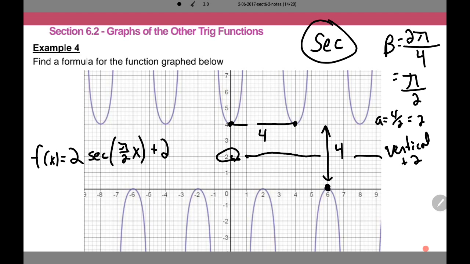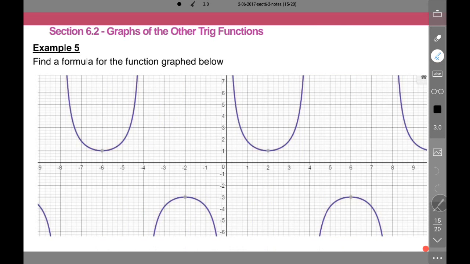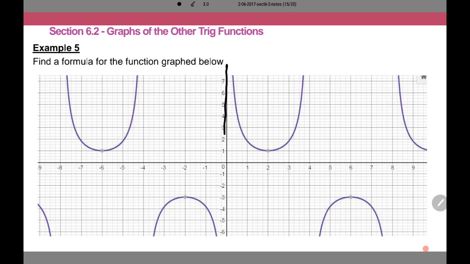Alright, so it's very similar to what we did before. It just has secant. The graph doesn't quite look the same because it's not cosine. So again, this one's very similar to the last one. We're trying to find a formula for this function, and we've got to look at a couple things. Number one, I want you to notice that an asymptote is right here on the y-axis. So that means that it's going to be cosecant.